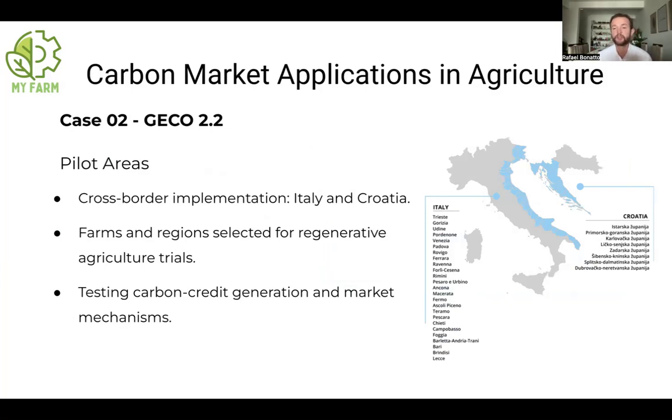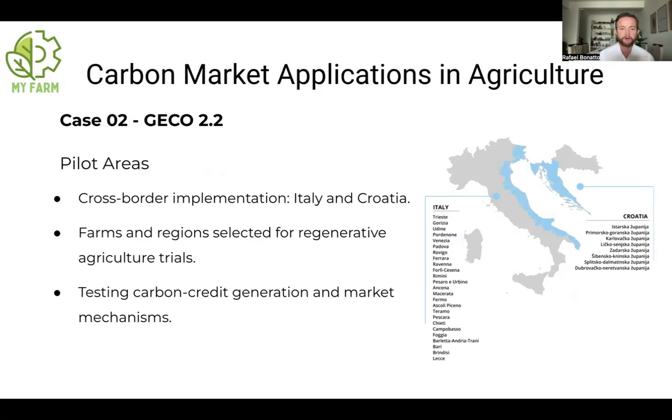You see it's a huge area, and that's why I mentioned they need tailored design of good agricultural practices and tailored tools for carbon measurement, because it goes from the southern tip of Italy all the way around to Croatia. You see that. It's a cross-border implementation, like I said, Italy and Croatia.